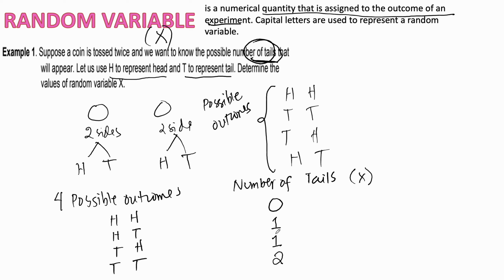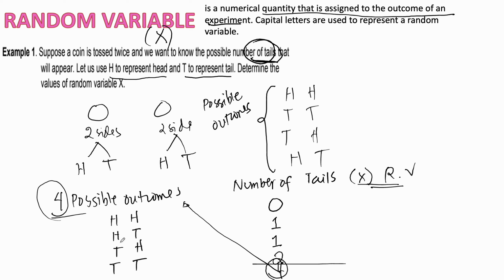Okay? Malalaman mong tama yung possible outcomes mo kung yung number of tails mo or your random variable ay magko-coincide sa number of possible outcomes mo. Kung ito total mo to, 2 plus 1 plus 1, this is 4. 4 is equivalent to 4. Okay? So, ibig sabihin, tama yung pag-declare natin ng random variable natin. Okay? So, bibilangin mo lang eh.